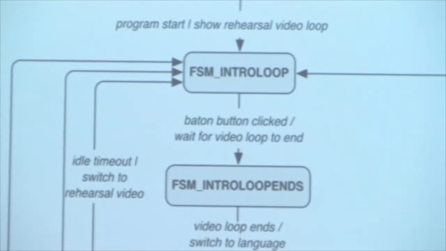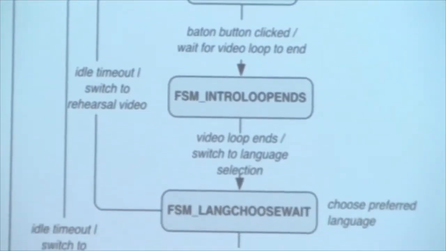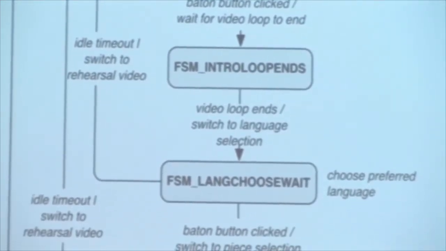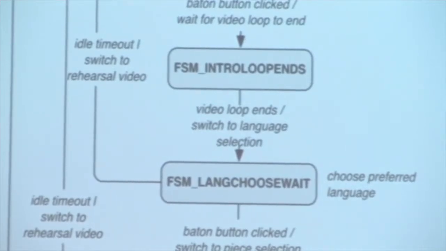This continues on until one thing happens. So the user picks up the baton and clicks the button on it. Until that happens, nothing is going to throw the orchestra out of this intro loop. Once that happens, we don't immediately go to the next state. We actually first wait for the video loop to end. And once it's complete, then we get to this intermediate state here. Or we could say this is where we are in this state while the video intro loop is ending.